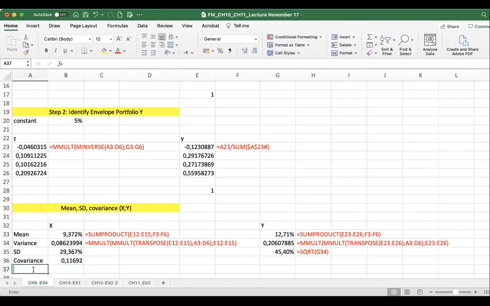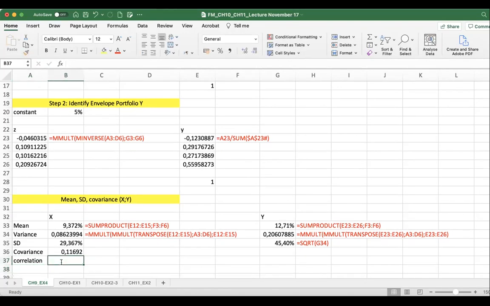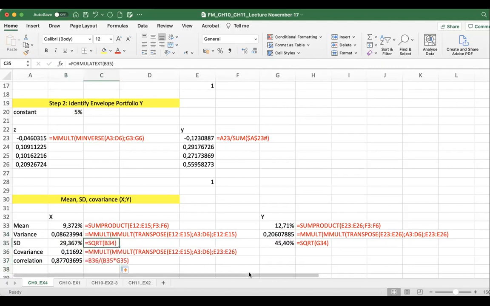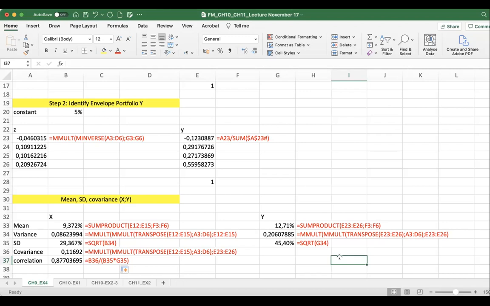So the correlation is equal to the covariance divided by the product of the standard deviation of portfolio X with the standard deviation of portfolio Y. Okay. So X and Y are positively and strongly correlated. Not perfectly because it is less than 1, but still it's close to 1.